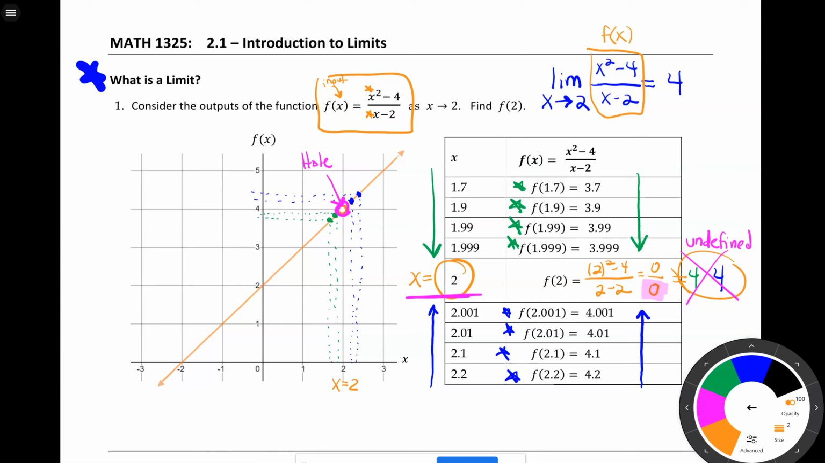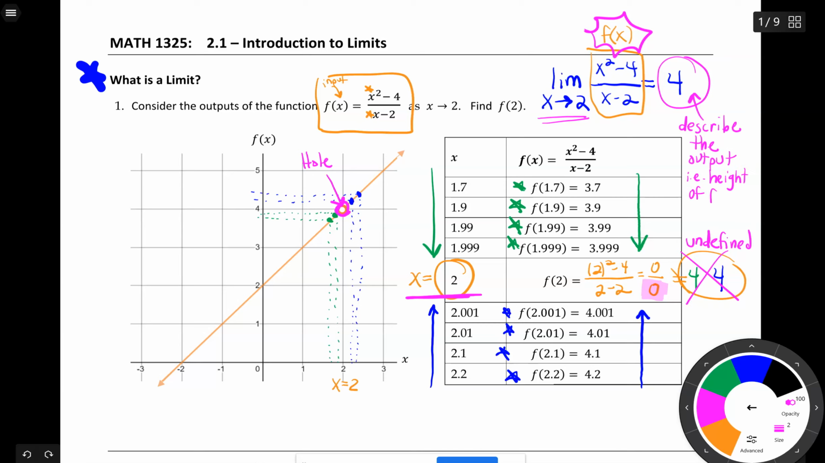But the idea is that if you zoom in, think about limits as zooming. If you zoom in to x equals 2 from the left and the right, from both directions, what is the height getting really, really close to? So remember, when you have f of x, that's always an output, right? It's the result of putting x into a function. So this is always describing the output. Your limit is always going to describe the output, which is the height of the function. So limits are always describing heights.